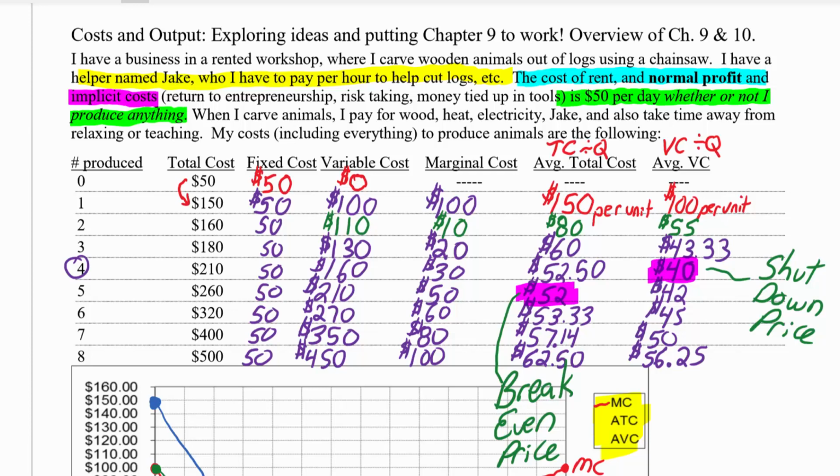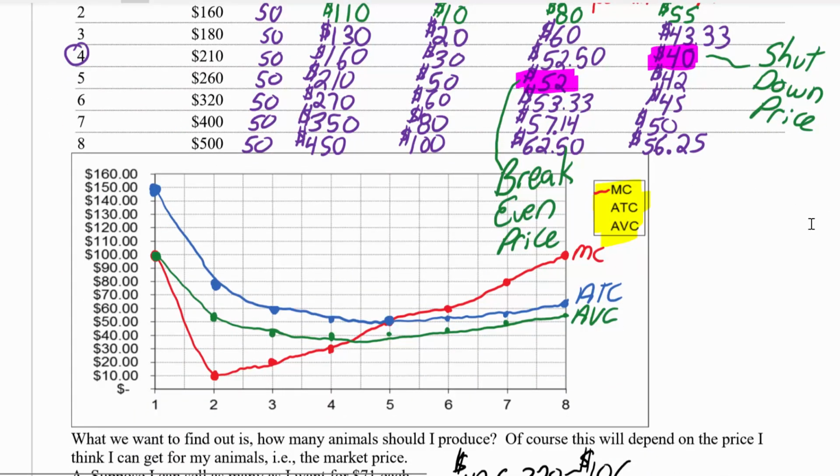In our last video, we started to look at the ideas in Chapter 9 when we were focused on the ideas of total costs and fixed costs versus variable costs, marginal costs, average total costs, and average variable costs. And we calculated all those things, discussed what they mean a little bit, and then we graphed the three most important cost curves: marginal cost in red, average total cost in blue, and average variable cost in green here. And we used these cost tables and curves to answer important questions for a firm.